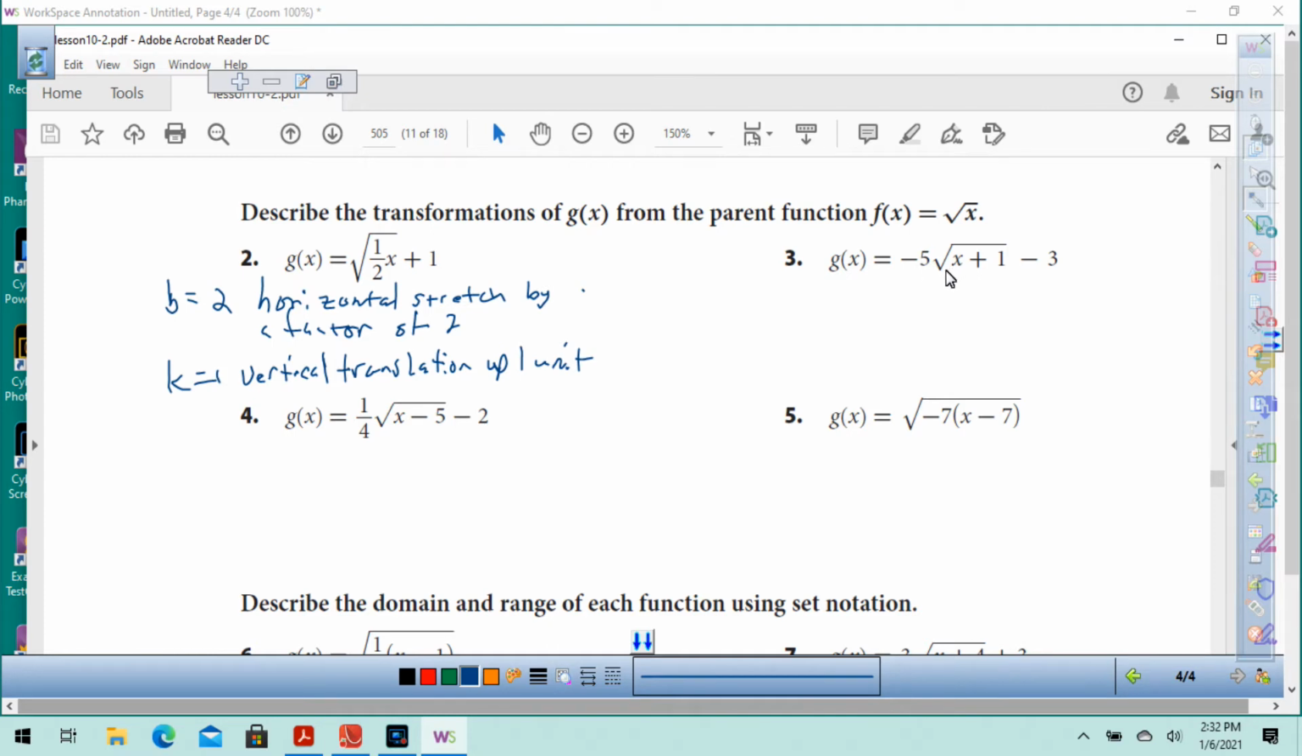Negative 5 times the square root of x plus 1 minus 3. So now we got a equals -5. A equals -5. And that's going to be a vertical stretch by a factor of 5 and reflect over the x-axis.